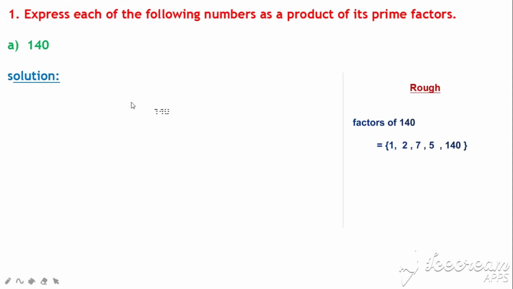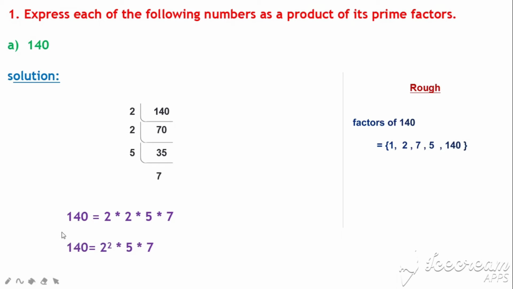Now, this can be written as 140 equals 2 into 70. 2 into 70 is nothing but 140. Now 70 can be written as 2 into 35. 2 into 35 is nothing but 70. Now 35 can be written as 5 into 7. Now when you consider here 2, 2, 5 and 7, these all are prime factors of 140. So 140 can be expressed as 2 into 2 into 5 into 7.